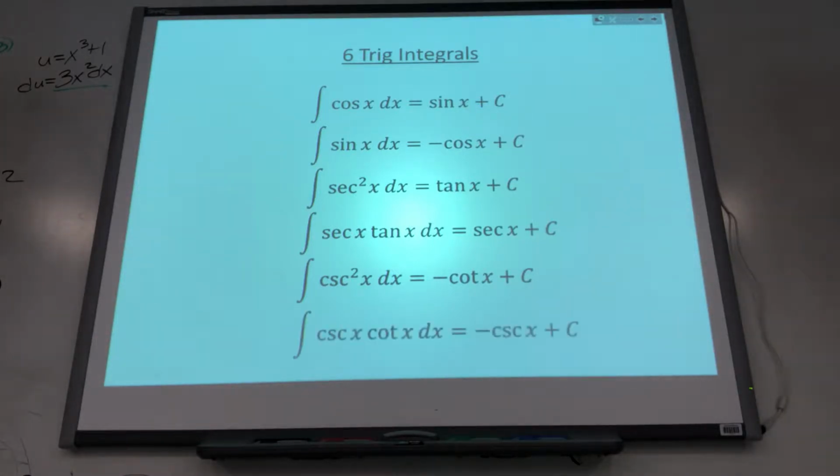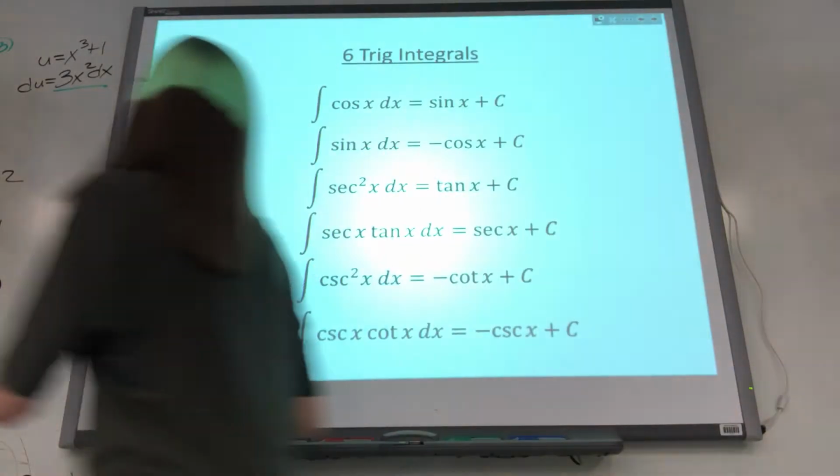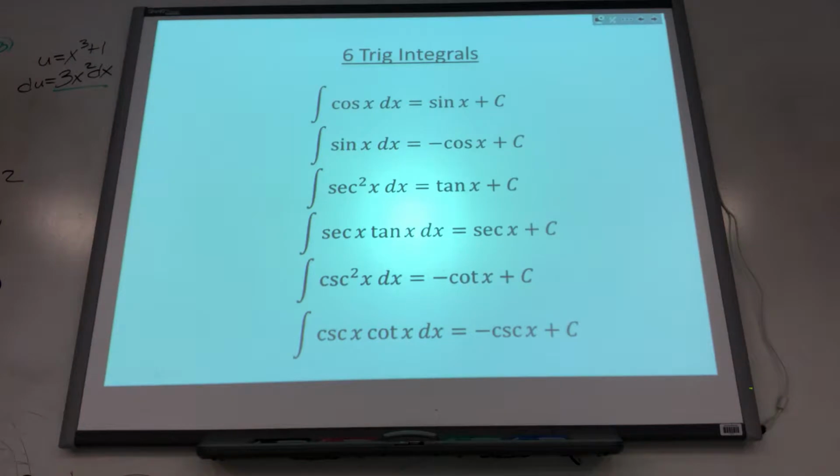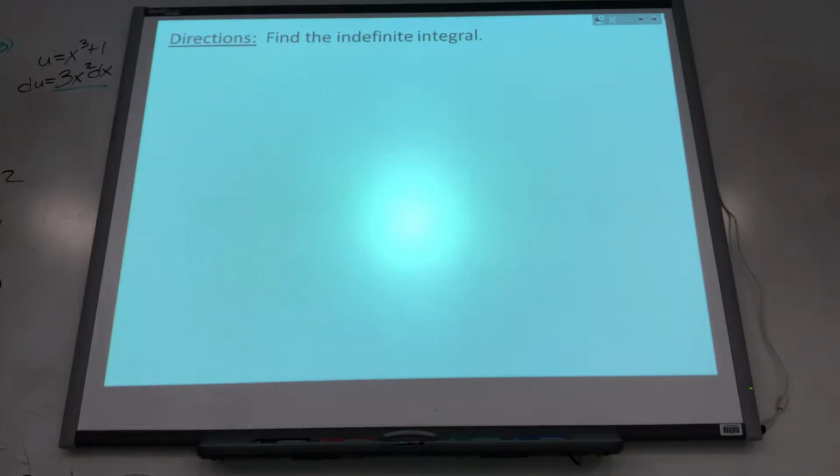And finally, the last one, when we integrate cosecant of x cotangent of x dx, it's going to be negative cosecant of x plus c. Now, I only have the integrals up here, but remember, with all of this du stuff going on, we probably will run into some derivatives with trig functions. So we'll have to kind of remember some of those too. They should be in your notes, but we'll go back over some of those if we need to.